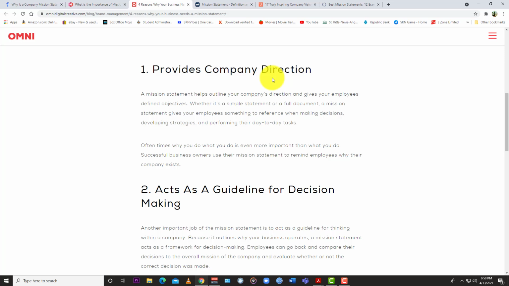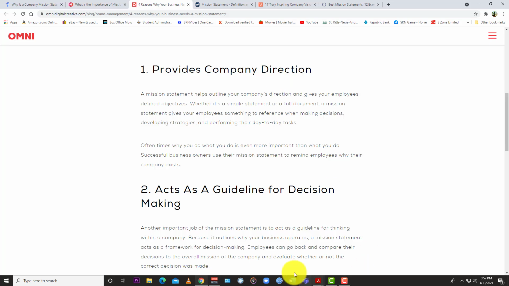So again, we go back to Tesla. We know that they want to move the world into a transition to sustainable energy. So we know that's the direction they're going to go into. That's their mission. That's the direction the company is going to go into. So they're going to do everything they can to help the movement from fossil fuels into more sustainable energy sources.